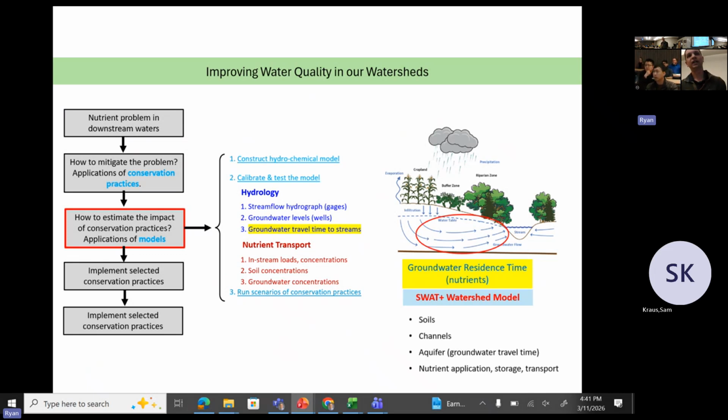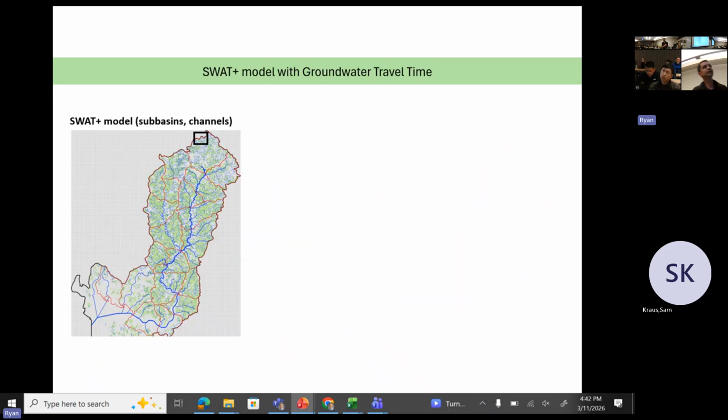And over the years, we put in a new groundwater module that is tracking based on a water balance for different grid cells. And so we feel like it's a more physically based, realistic system. We have soil water balance, channels, aquifer, and then we also have nutrient application, storage, and transport. So here's the SWAT model.